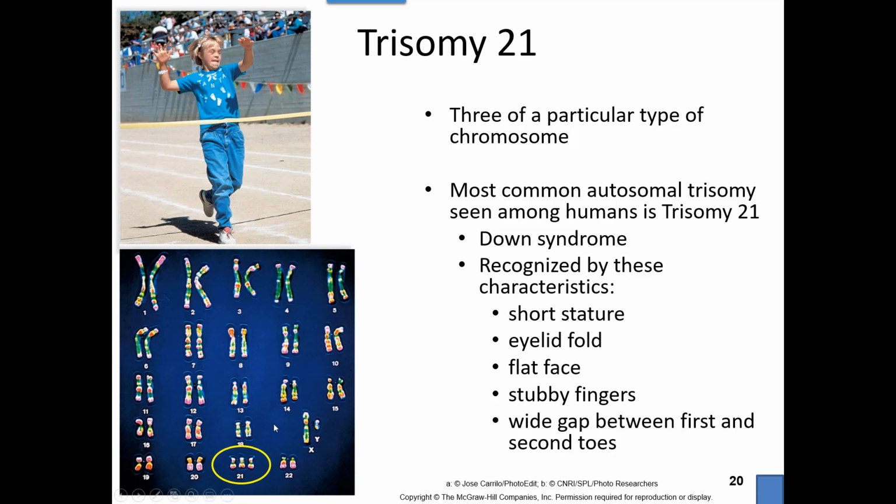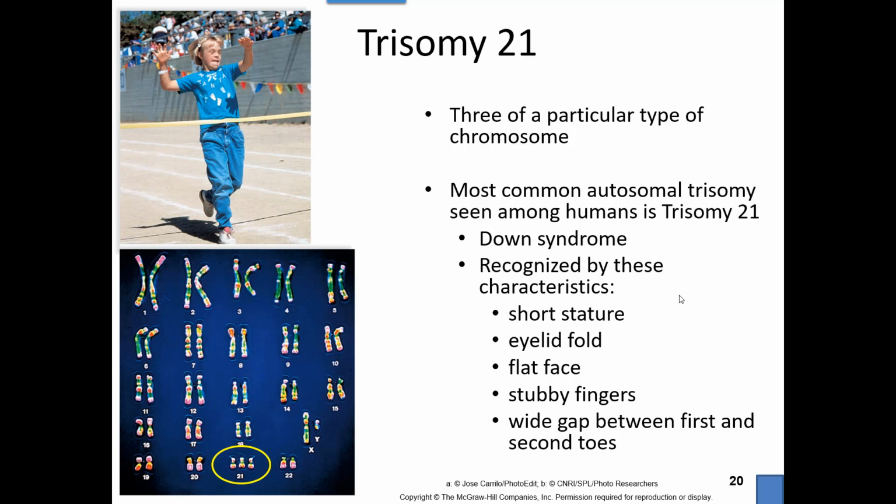Just some characteristics of Down syndrome individuals. They're usually a little shorter in stature. They usually have an extra eyelid fold. Their face is a little flatter. Their fingers are a little shorter. They usually have a wider gap between their first and second toes. So just some common characteristics among those that have that extra chromosome.